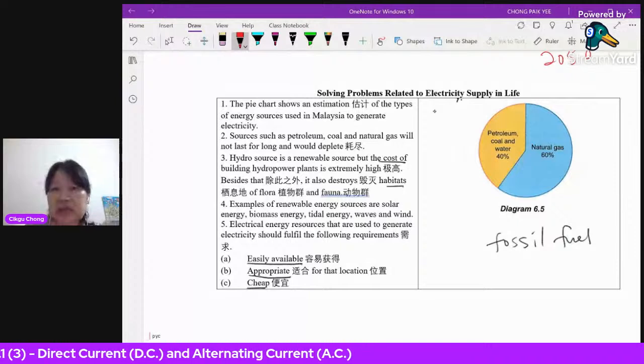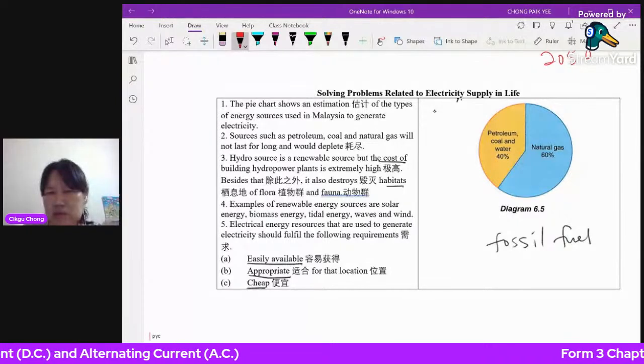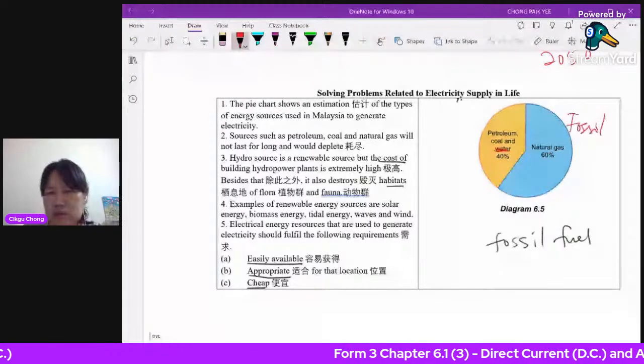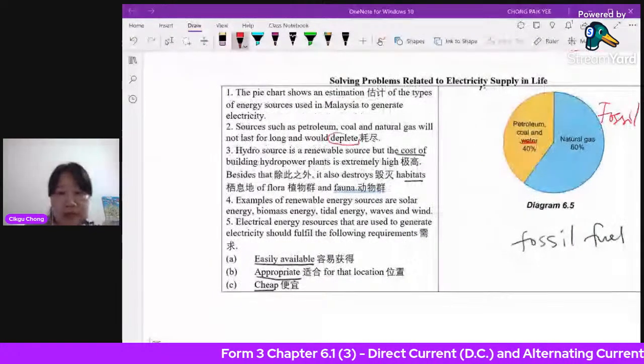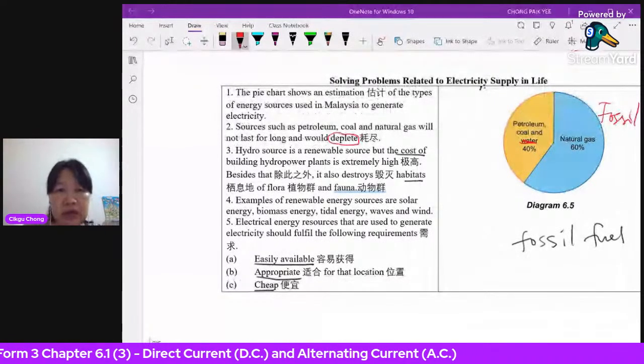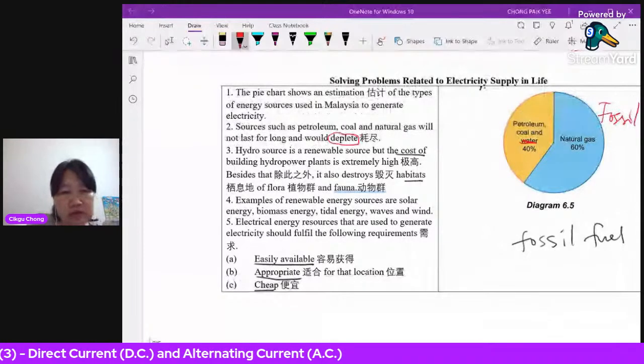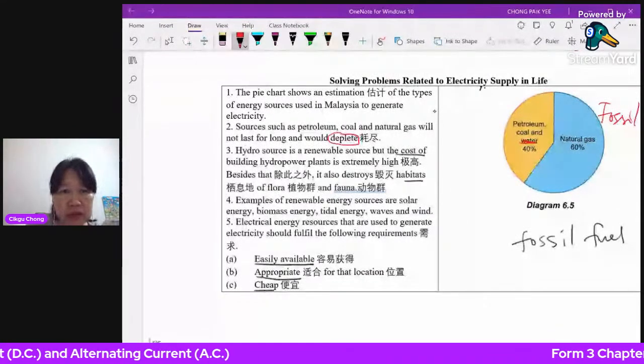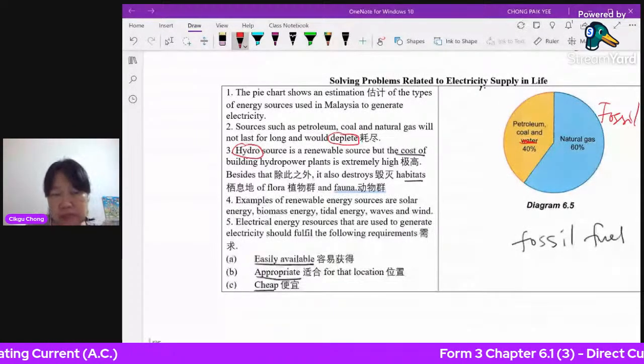And I'm not sure why you put water here, all right? So this is all fossil fuel usage. Okay, so they will deplete. Deplete means they will finish in due time, okay? So what we normally do is we are going to find alternatives. The one that we're using now is hydro. But hydro comes with disadvantages.